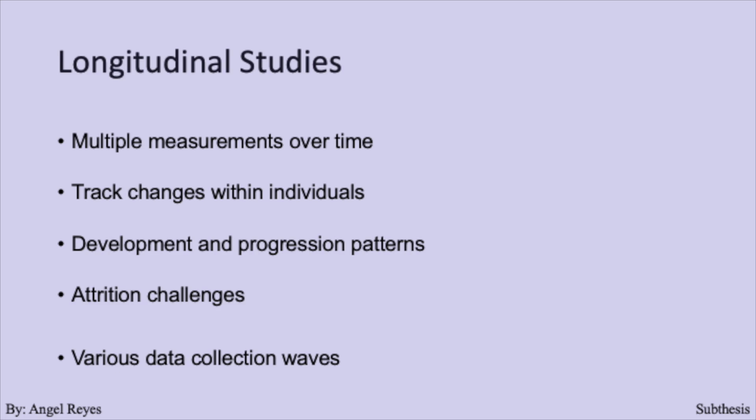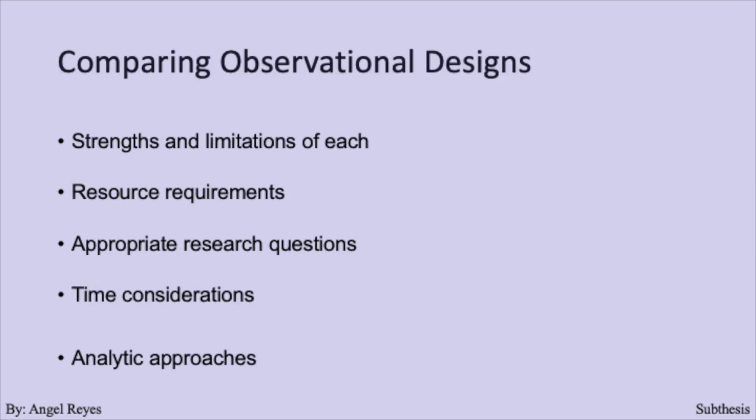When selecting an observational design, researchers must consider the relative strengths and limitations of each approach. Cross-sectional studies offer efficiency but cannot establish temporal relationships. Case control studies are excellent for rare outcomes but susceptible to selection and recall biases. Cohort studies establish temporal sequence but require substantial resources and time.